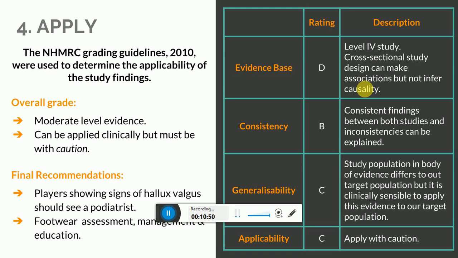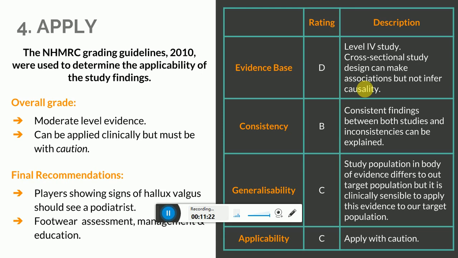Because both studies were able to explain inconsistencies and discuss study limitations, they were graded a B. Generalizability was graded a C. Both studies comprised elderly participants aged 62 years plus, which is in contrast to our target group of younger athletes in the sports club. The association between hallux valgus and a history of wearing high heels was statistically significant in both studies and it is clinically sensible to apply these findings to our sports population.